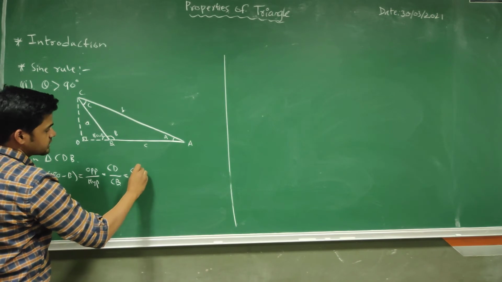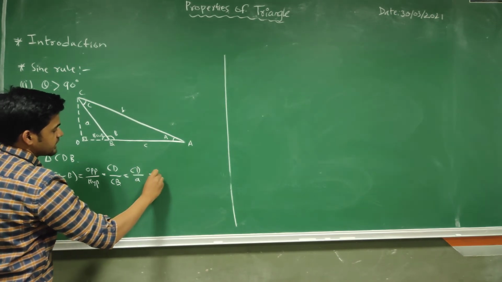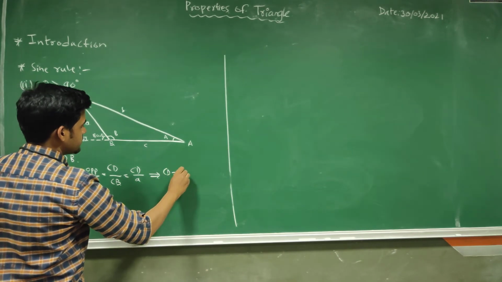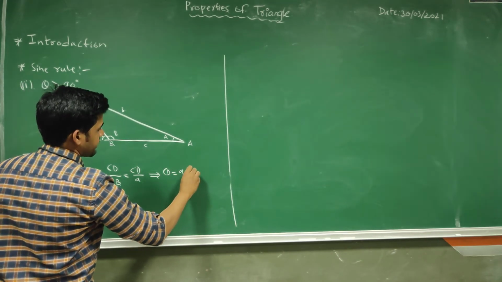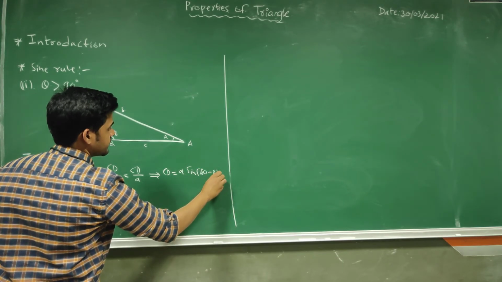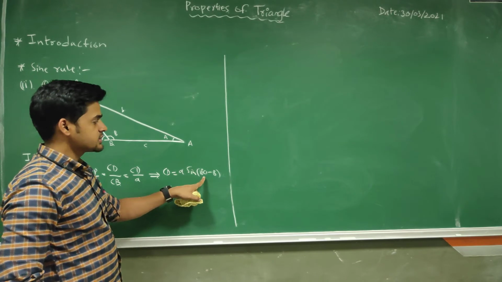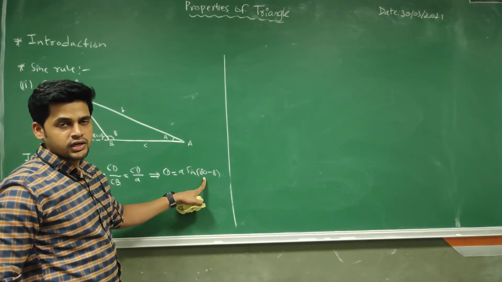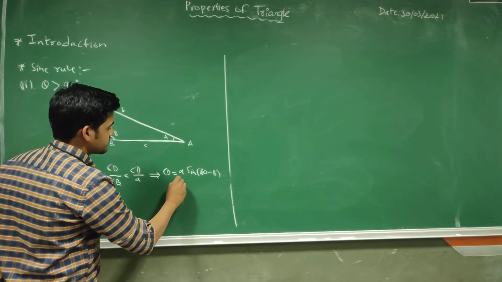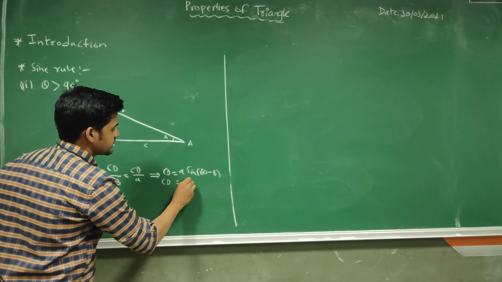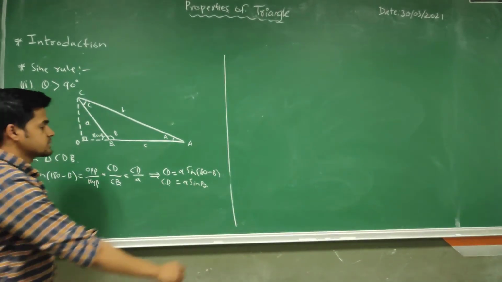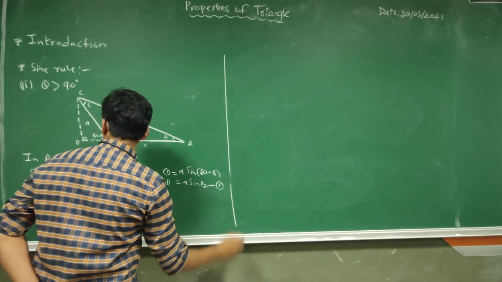So I can write CD by a, and I can conclude that CD is equal to a sine 180 minus B. We know the angle is lying in the second quadrant, and sine is positive in the second quadrant. So I can write that CD is nothing but a sine B. So let's take this as equation number 1.